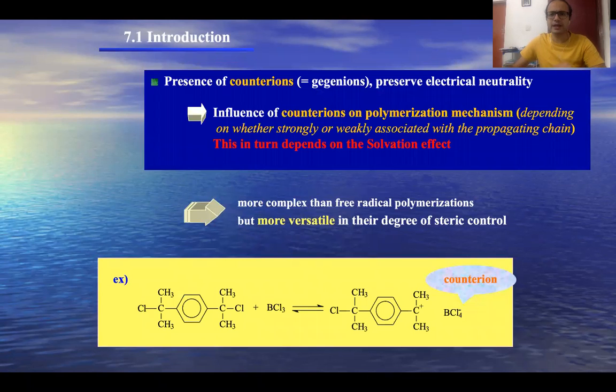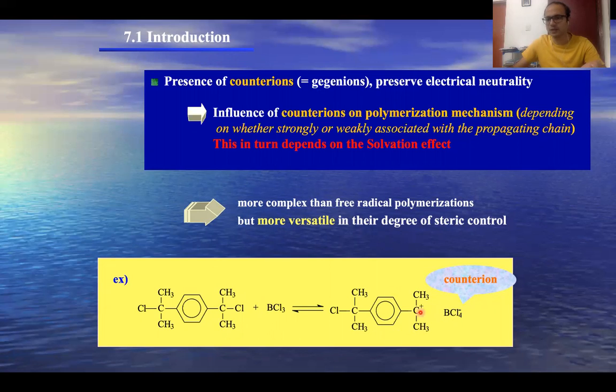Now, if we look at the introduction of this topic, an important difference from free radical polymerization is the presence of counter ions. That is easily expected. Let me show you an example. This is a monomer, and when it reacts with an initiator, here boron trichloride, which is a Lewis acid, it generates a carbocation.